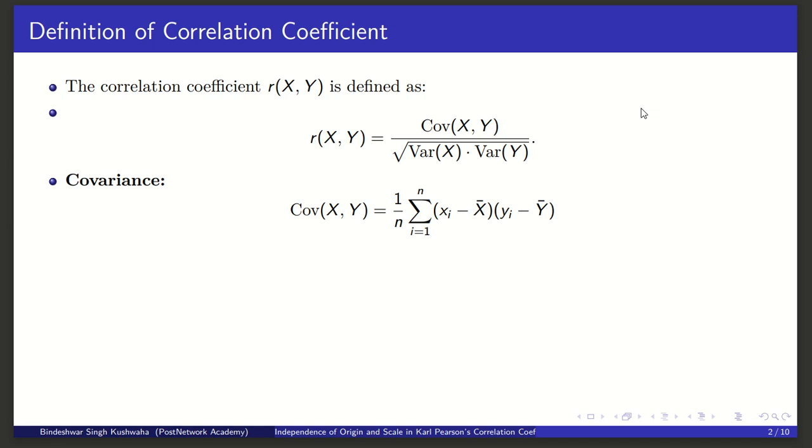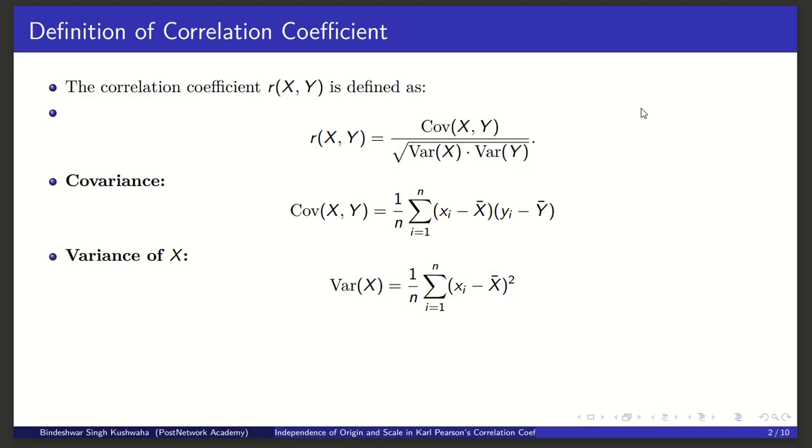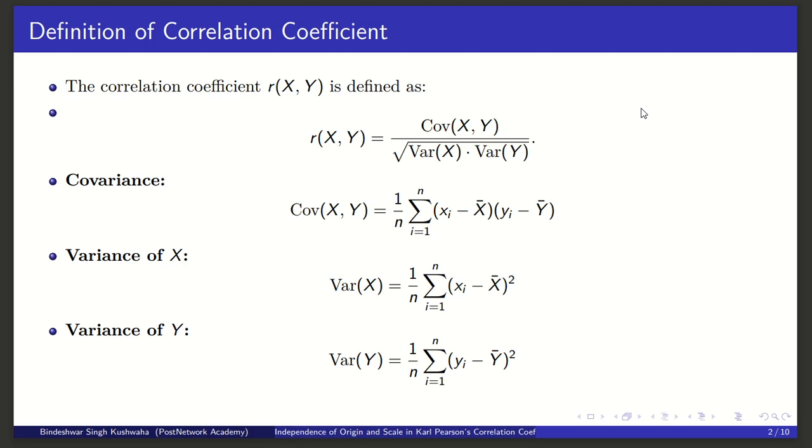Now you know that covariance is 1 upon n times the sum of the products of (xi minus x bar) and (yi minus y bar); you add them all and divide by n. The variance of x is the sum of (xi minus x bar) whole square, the deviations from the mean, divided by n. In the same way, the variance of y.